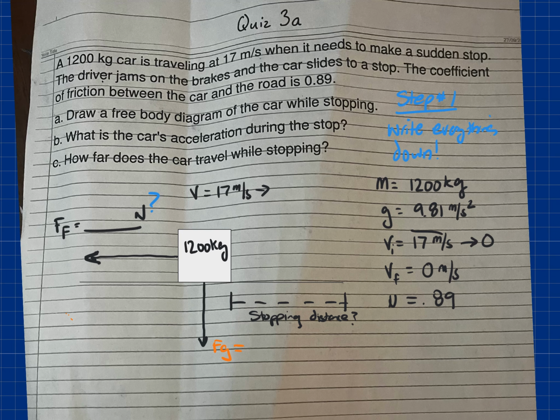So I just took the liberty of setting up this whole problem already. The mass of this is 1,200 kilograms, right? It's traveling at a velocity of 17 meters per second. The driver jams on the brakes and the car slides to a stop. That means that the final velocity of the problem is going to be 0 and that the coefficient of friction is 0.89.